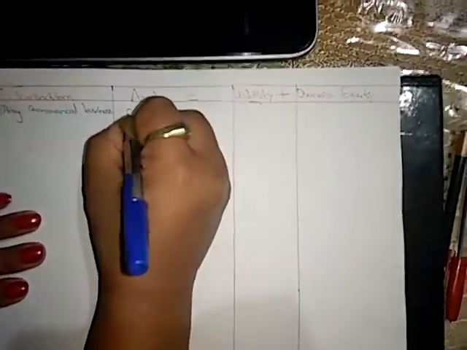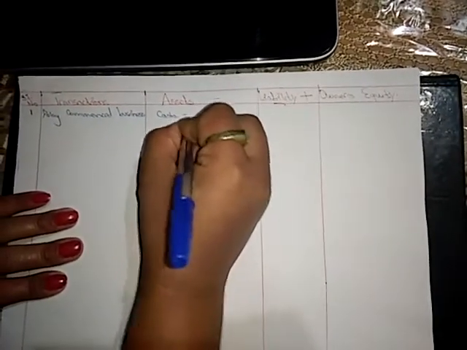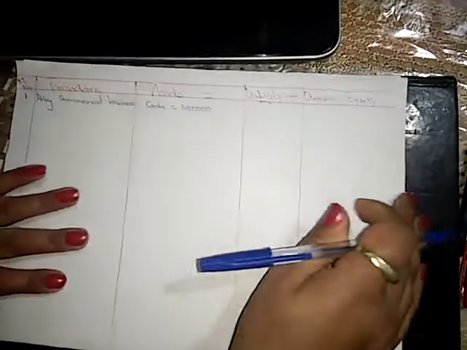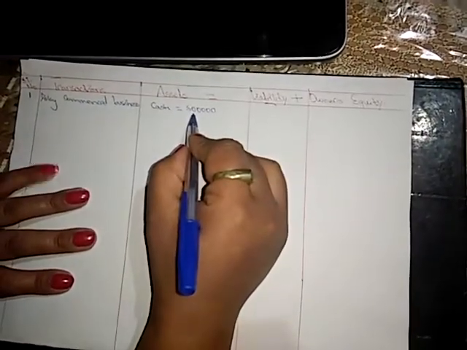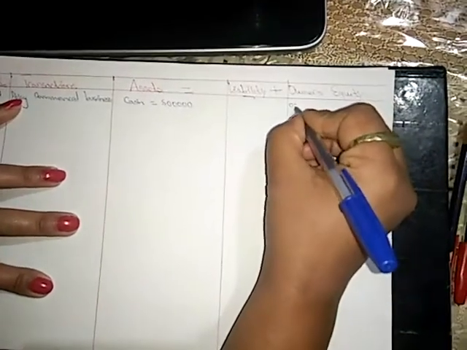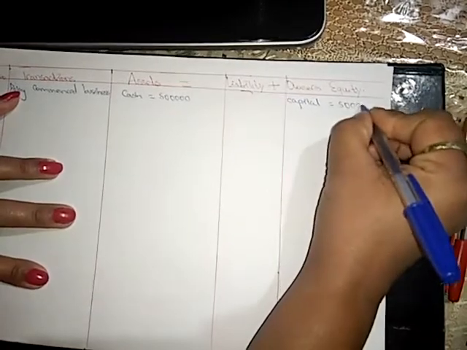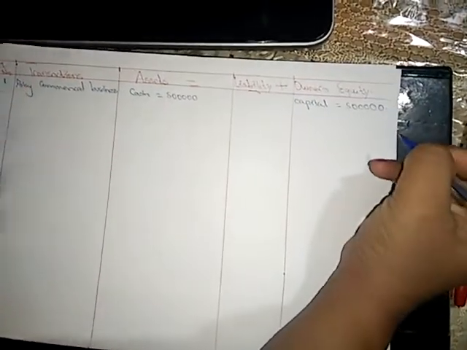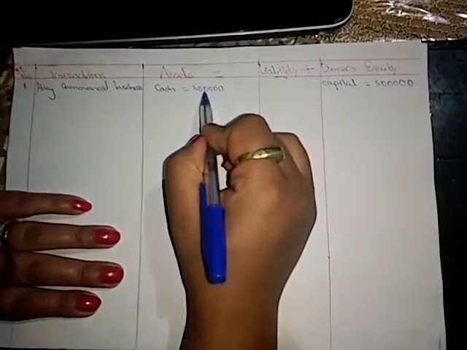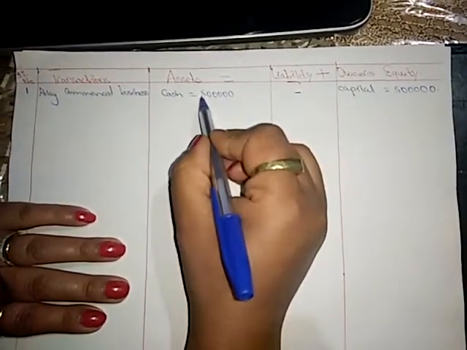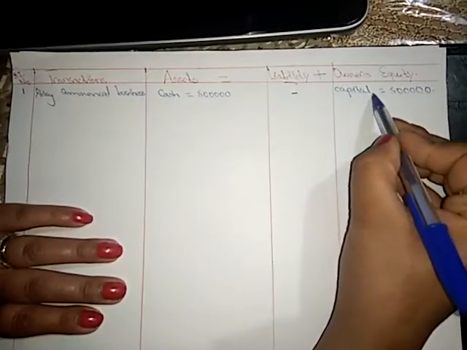So here first, cash is an asset. He started business with 5 lakhs. We don't have any liability. This cash brought in by Dole is always known as capital. So capital also we have 5 lakhs. Now see, asset is 5 lakhs. Here owner's equity is also 5 lakhs. So asset should always be equal to liabilities plus owner's equity. Now we'll move to transaction number 2.